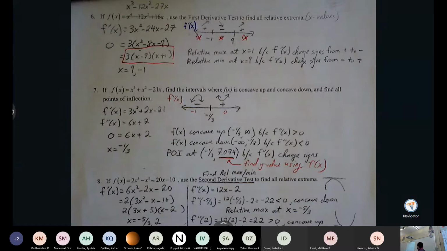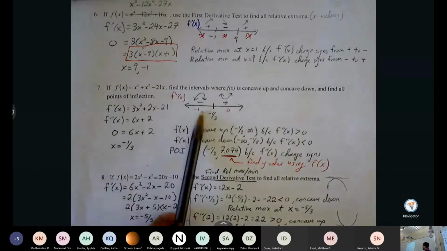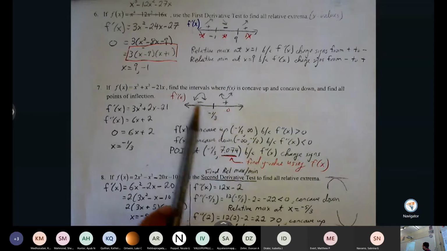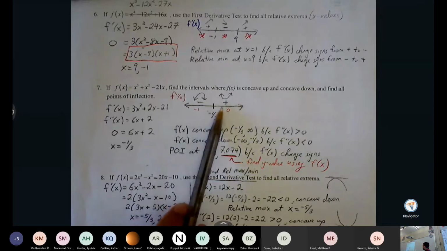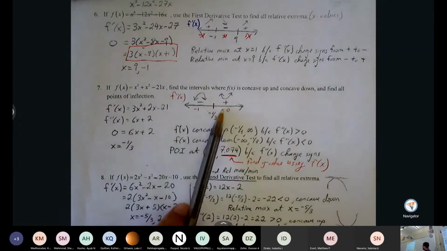For number 7, it says find intervals of concave up, concave down, and points of inflection. Basically, imagine you're doing everything that you did with the first derivative tests, but from a second derivative function. So instead of setting f prime equal to 0, you're setting f double prime equal to 0. And instead of putting your critical point onto your first derivative sign line, you're putting it onto the second derivative sign line. Negatives and positives no longer represent positive and negative slope. Now they represent curvature: concave up and concave down.